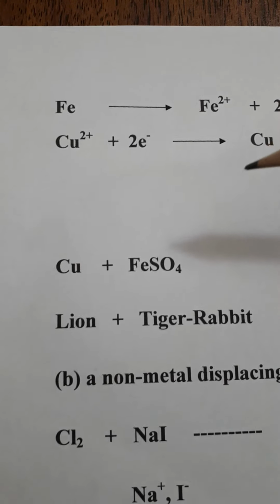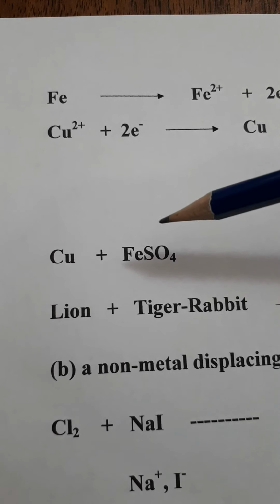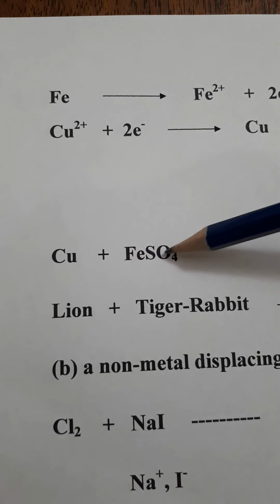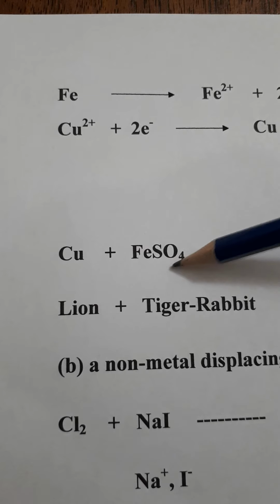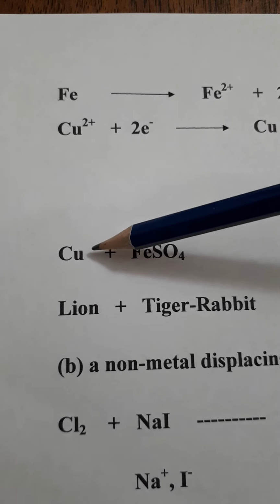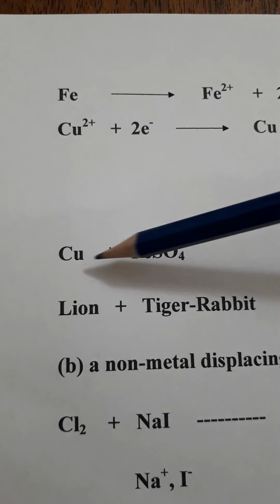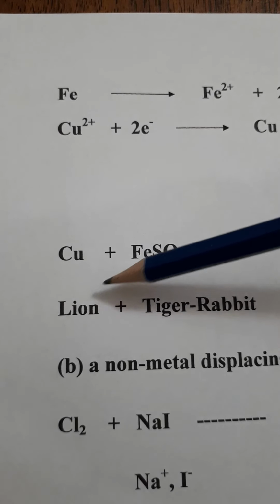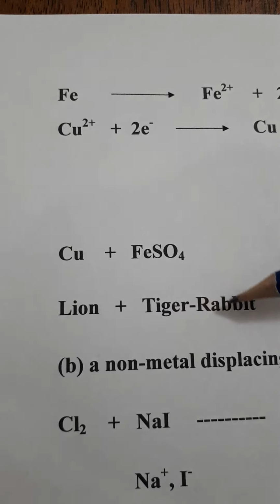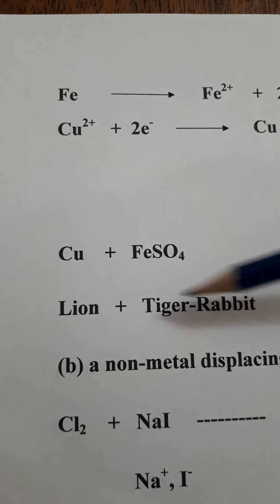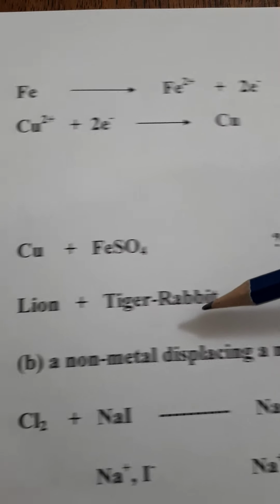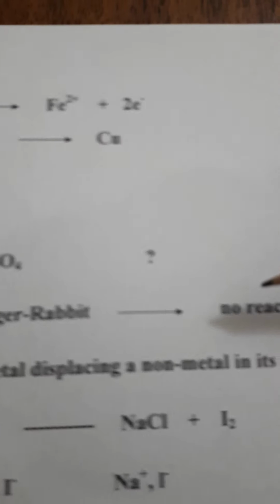On the other hand, if you put a piece of copper into iron sulfate, what will happen? Now, copper is below iron. Therefore, copper represents the lion now. Tiger with the rabbit. So the lion cannot take the rabbit now because the lion is weaker than the tiger. So there will be no reaction.